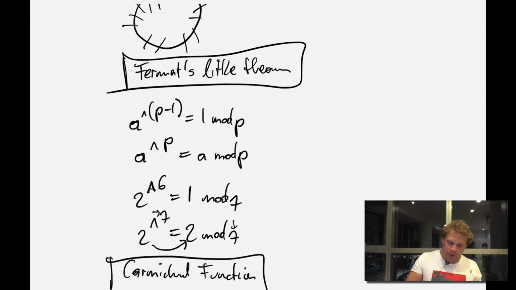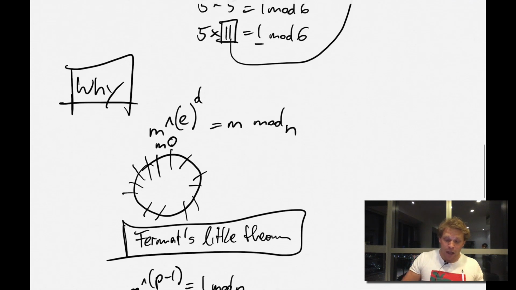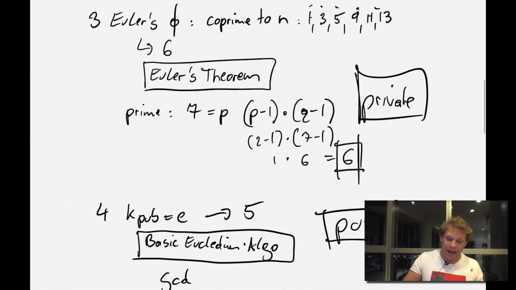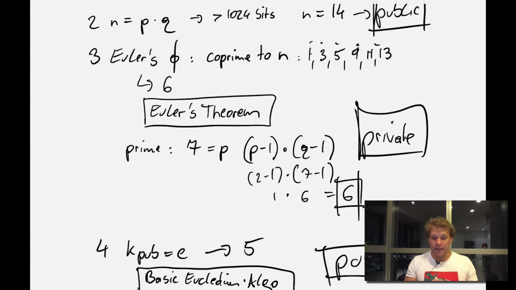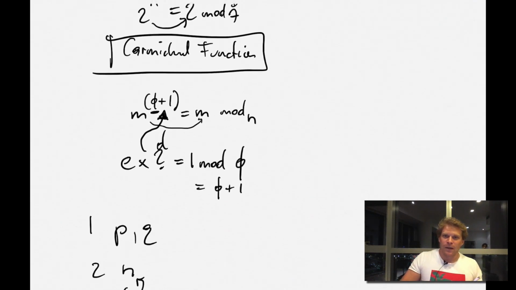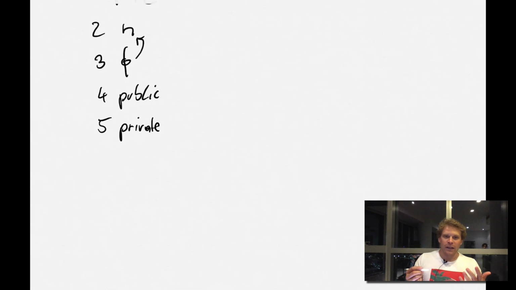And again, you can look up the Carmichael function, you can look up Fermat's little theorem, you can look up the extended Euclidean algo, you can look up the basic Euclidean algo, you can look up Euler's theorem, how Euler's phi, also called the Euler totient function, works. You can look all this up. It's not that relevant. You need to understand the basics. And these are the basics. And this leads us to the final last question.